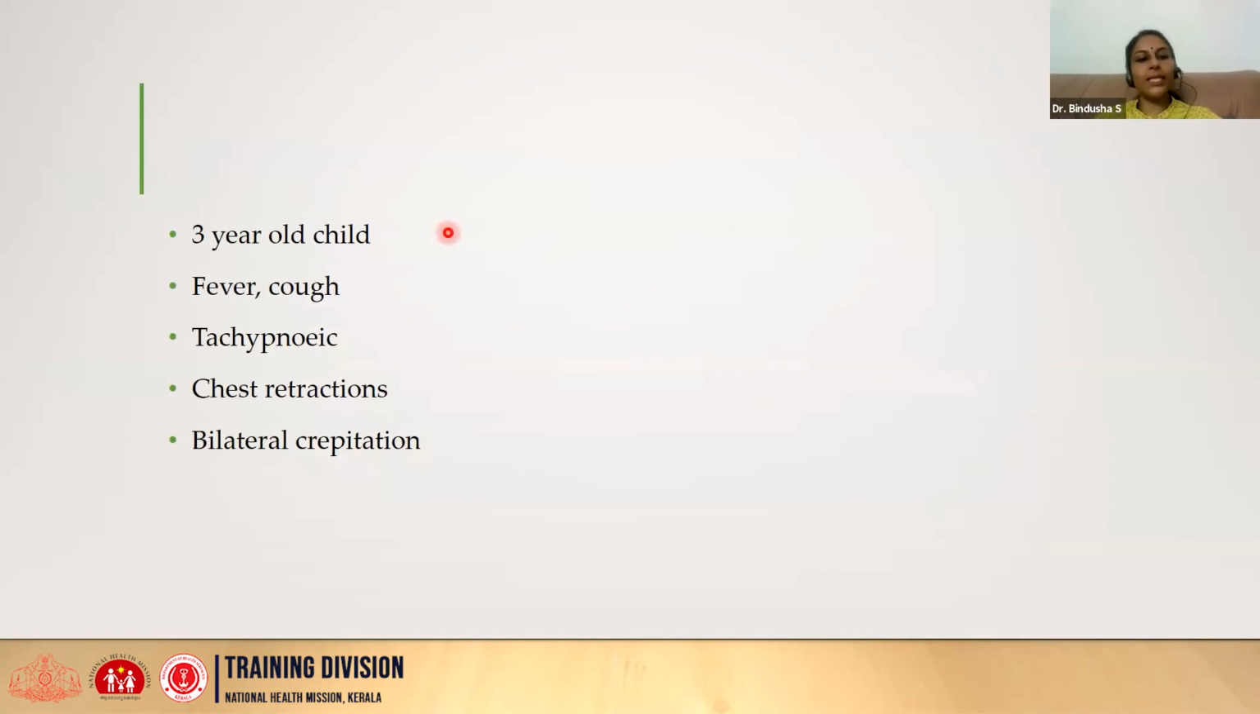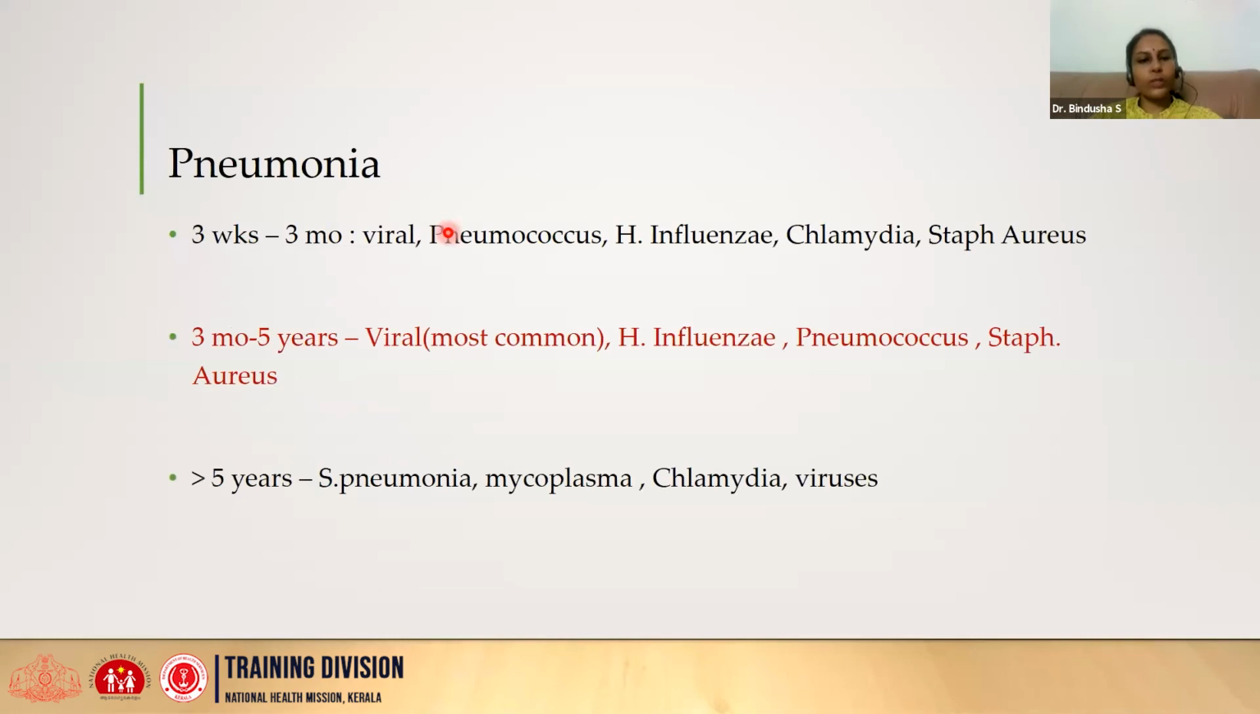This is a 3-year-old child with fever, cough, tachypnea, chest retractions, and on examination, the child is having bilateral crepitation. So we will clinically make a diagnosis of pneumonia in this child. And when we look at the organisms that produce pneumonia, that will vary depending upon age group. The frequency of organisms producing infection will vary depending upon the age group. But across all age groups, the most common bacterial infection that produces pneumonia is still pneumococcus.